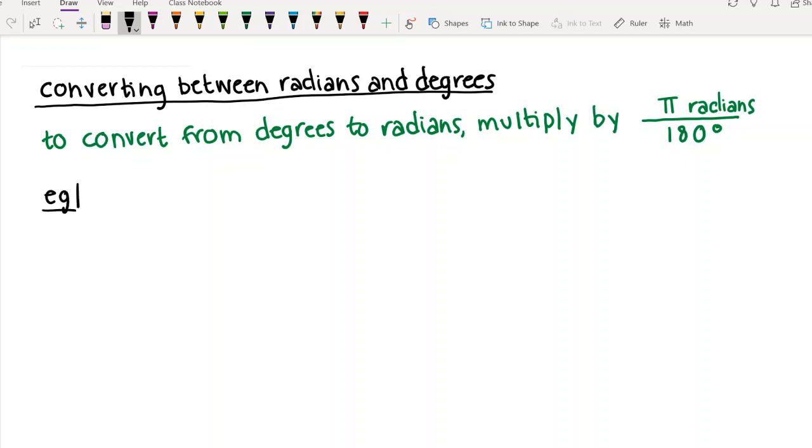So for example, let's say that you wanted to convert 75 degrees to radians.